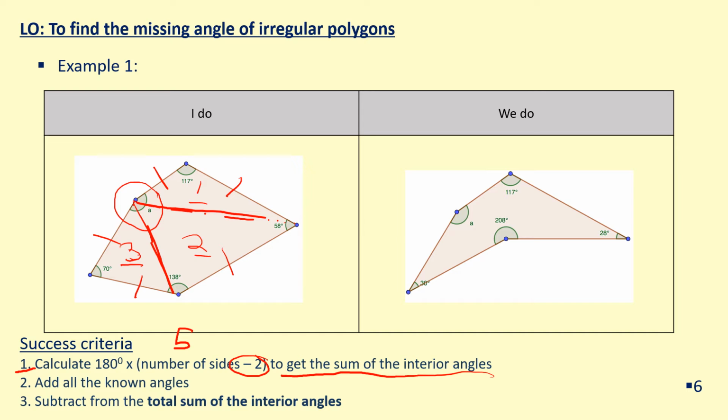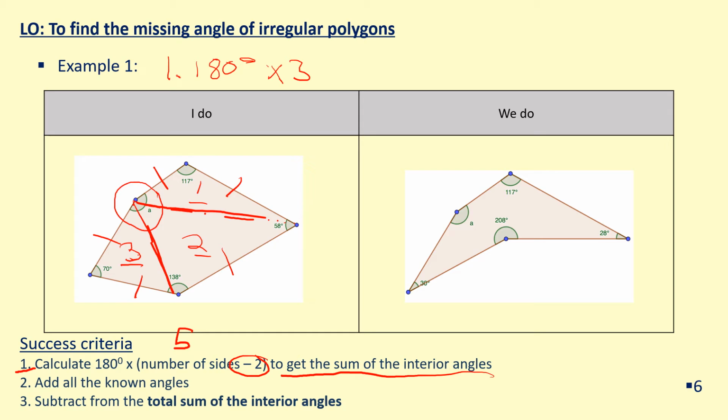So let's do that. I'm just going to go back up to the top here for some space. We're going to go 180 degrees multiplied by 3. We know why, because we've just spoken about it. See it in step 1.